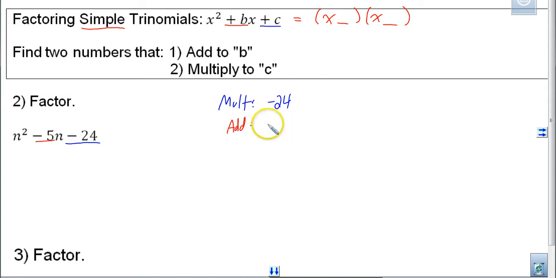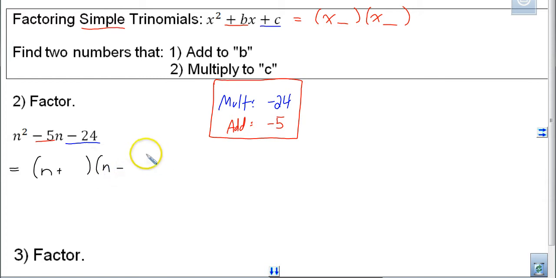Now this takes a little bit of trial and error. You're not going to be able to get it right away, so try out a few numbers that multiply to negative 24, but one hint is that if you're multiplying to a negative number, you know that one number must be positive, and also one number must be negative. That's the only way that you can multiply to a negative number. So some numbers that multiply to negative 24.